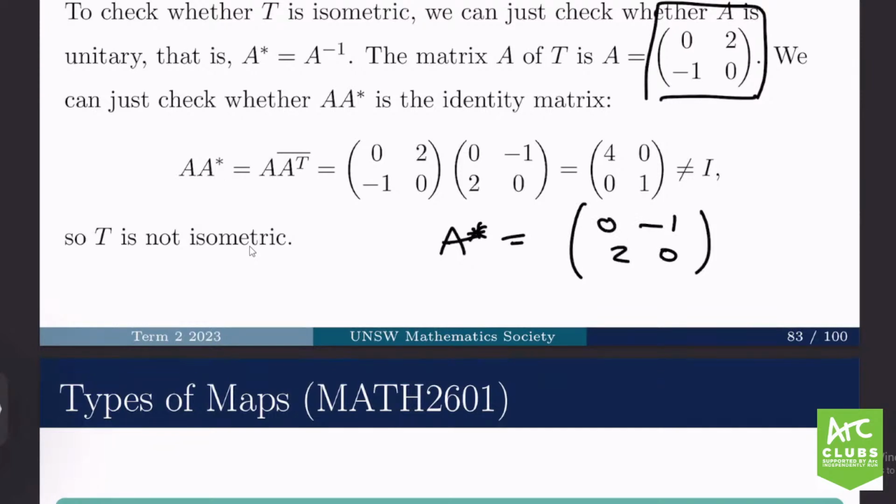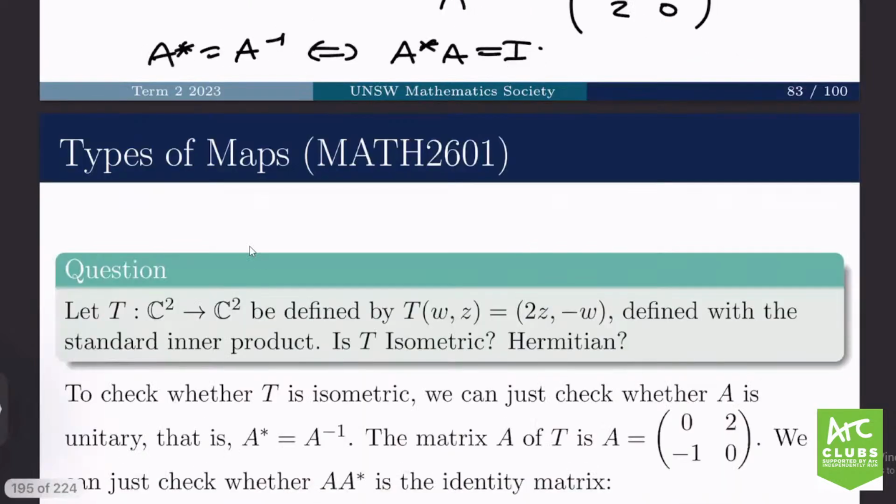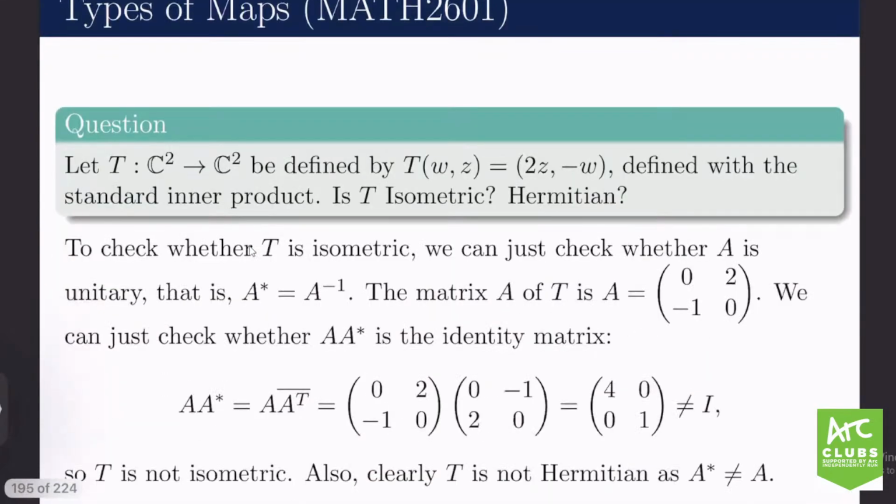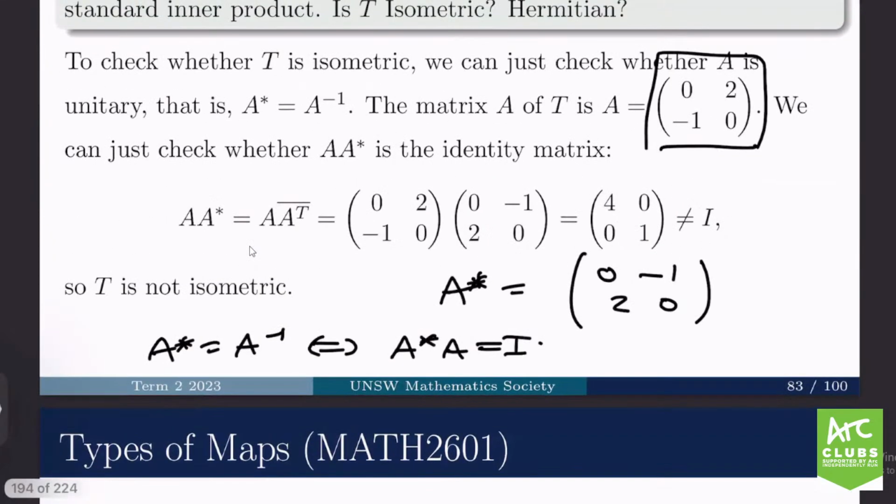And then in order to find whether it's isometric or not, remember that's equivalent to showing whether it's unitary or not. Unitary means that A star equals A inverse, so it's equivalent to saying that A star A equals the identity matrix. And you can see that if we multiply it together, we don't get the identity matrix. So it is not isometric. Further, in order to see whether it's Hermitian or not, the question is: is it equal to its conjugate transpose? It's actually not equal to its conjugate transpose. You can see that they are different, okay? So they're not the same, therefore not Hermitian.